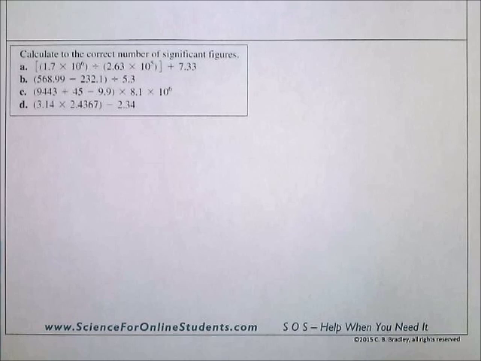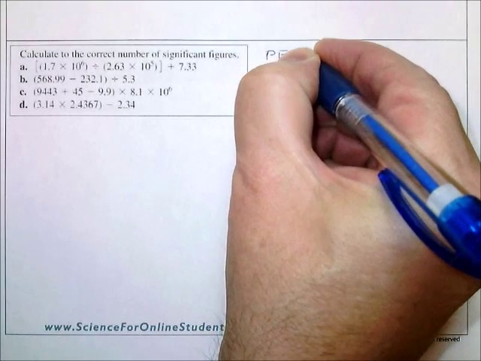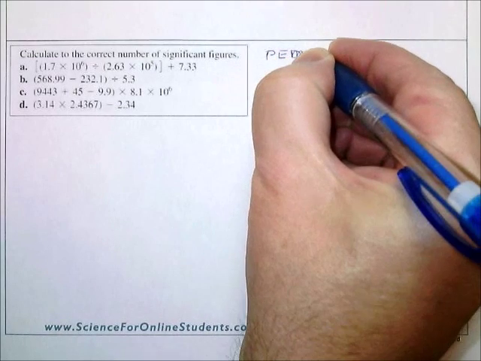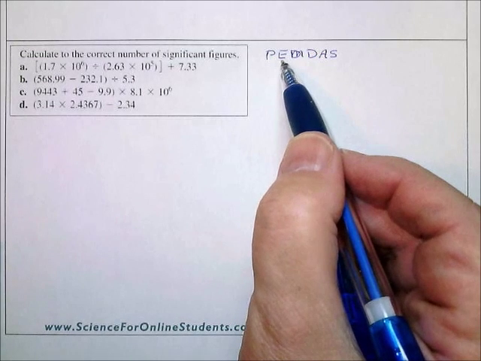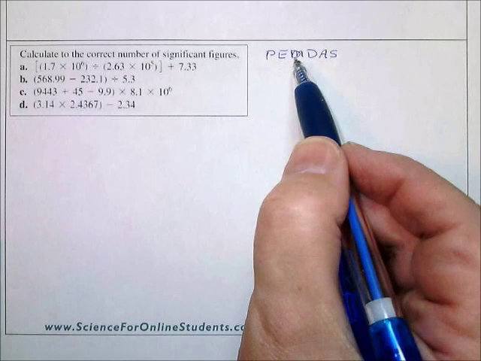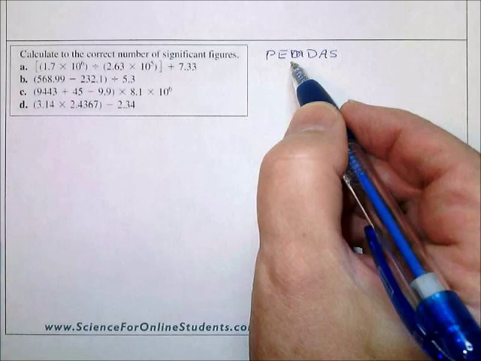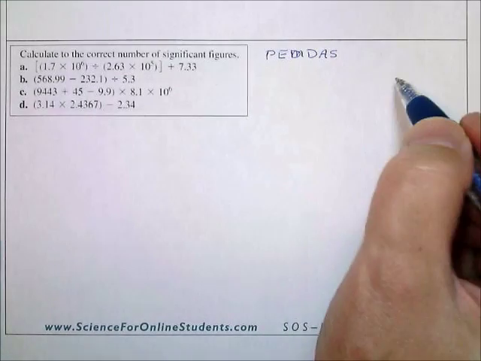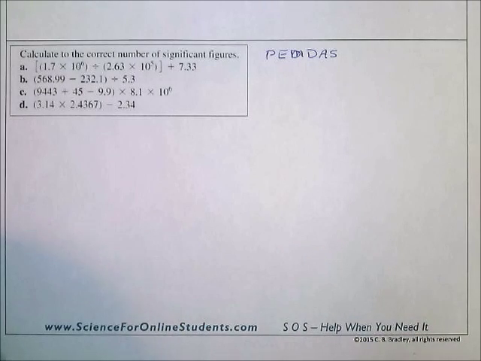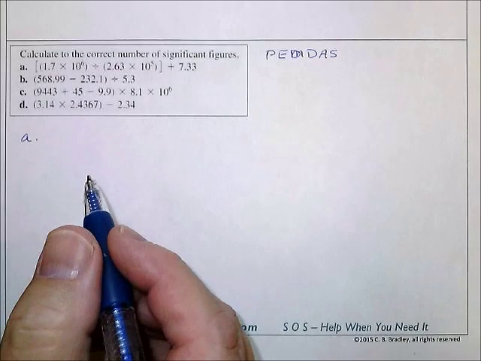If you remember from elementary school, your order of operations follows this mnemonic: parentheses and exponents, then multiply and divide, add and subtract. The multiply and divide goes from left to right. The add and subtract goes from left to right. PEMDAS. All right, A. I'm not going to recopy it.